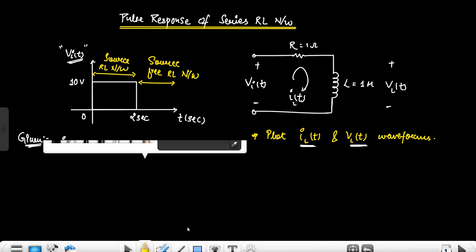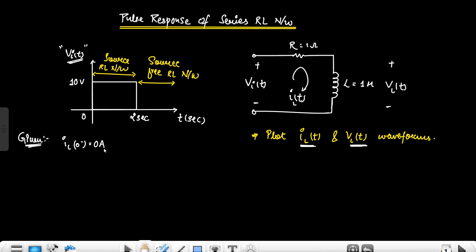Now here it is given that initially the inductor has 0 ampere current. So initially the inductor is discharged. Because of the source which is present for the 2 seconds, the inductor will charge for 2 seconds, according to the transient equation.